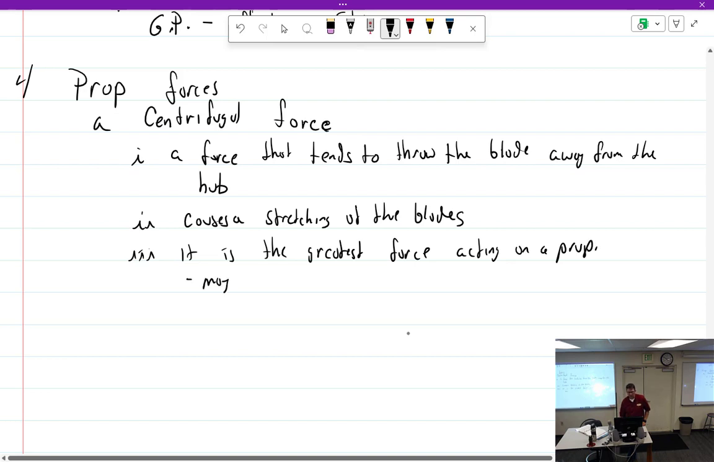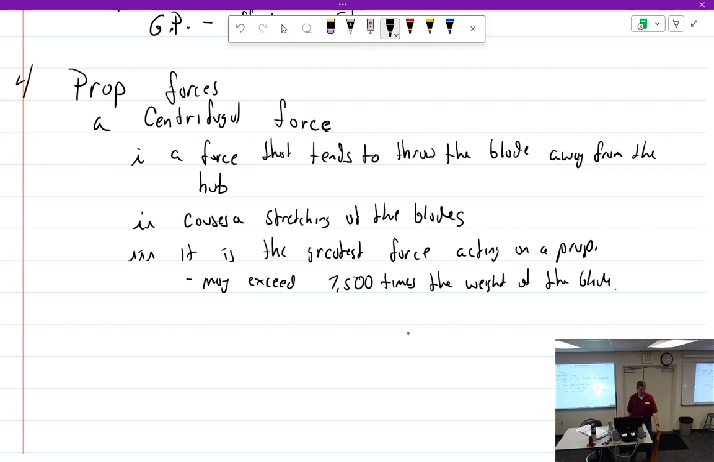It may exceed 7,500 times the weight of the blade. Somewhere I saw it's like 20 tons or something like that. It's a lot. If you haven't lifted one, it's actually not very light. So 7,500 times that blade weight, trying to rip it out of the blade hub and take off.